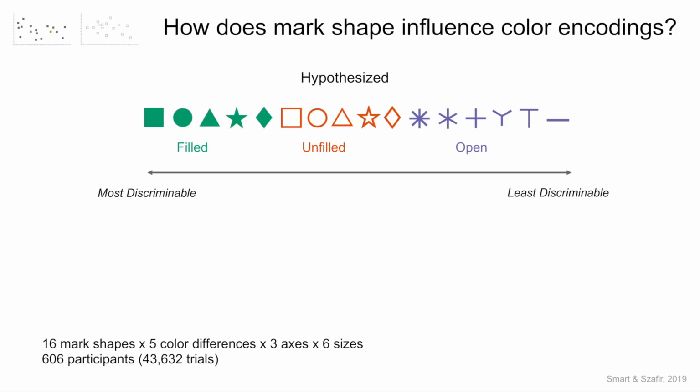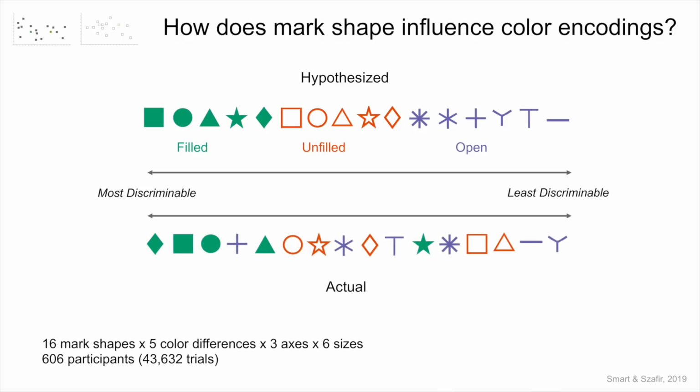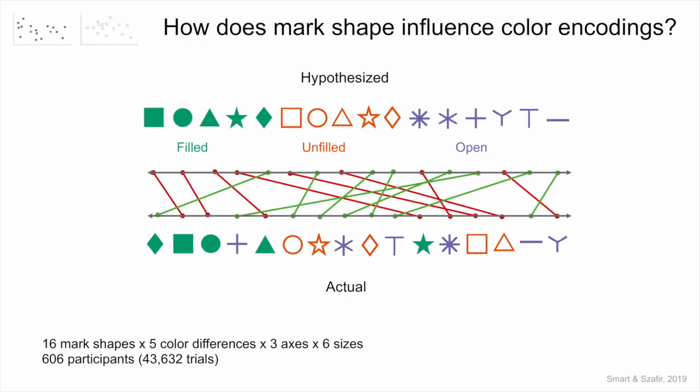If we look to vision science, we might actually hypothesize that the number of pixels might correspond to our discriminability levels. So we may see a ranked order, kind of like what we see up here from left to right, with more differences being visible for marks on the left and fewer visible on the right. What we actually found was this. So the number of differences visible for each shape varied dramatically from our predictions, with green lines showing shapes that did better than we expected, and red showing those that did worse.